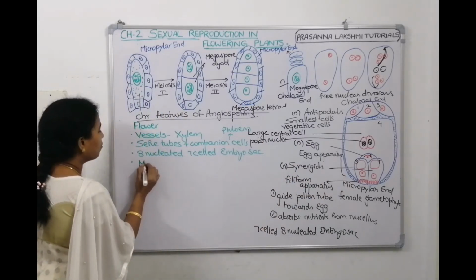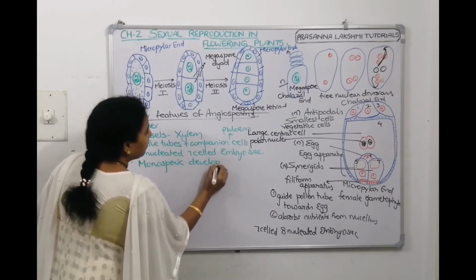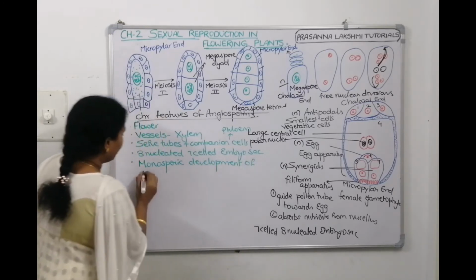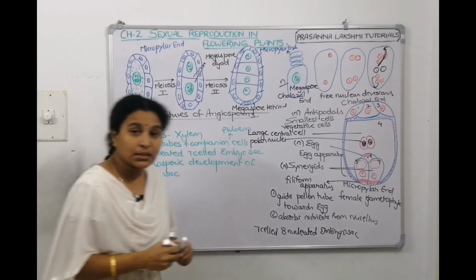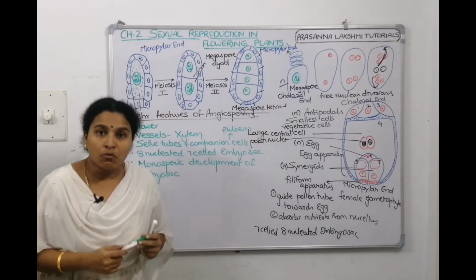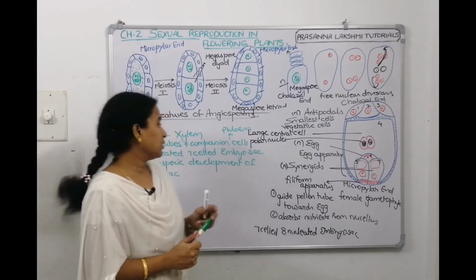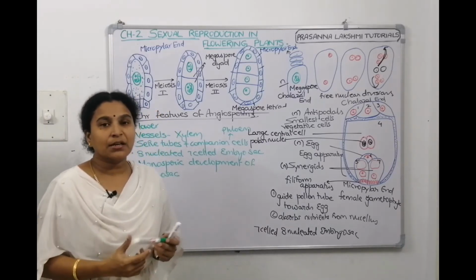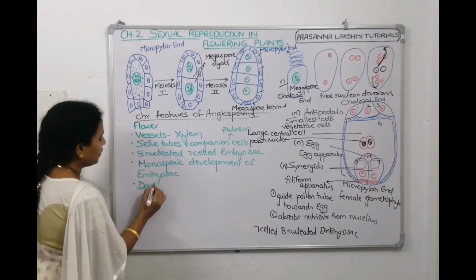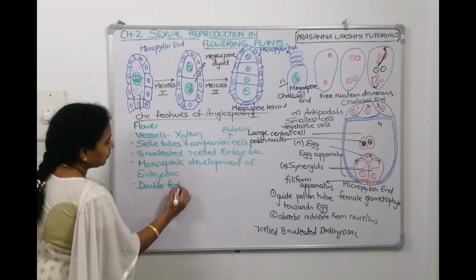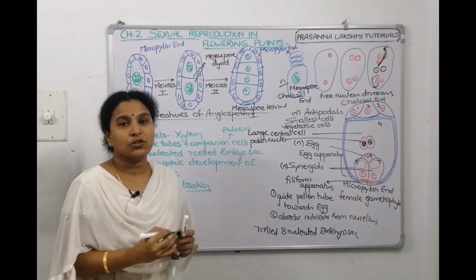So we can write it as monosporic development of embryo sac. The 8-nucleated 7-celled embryo sac is formed from one spore. Monosporic development of embryo sac is also a characteristic feature of angiosperms. Then another one, we'll see in further classes. Double fertilization is also a characteristic feature of angiosperms. We'll see it in the next sessions.